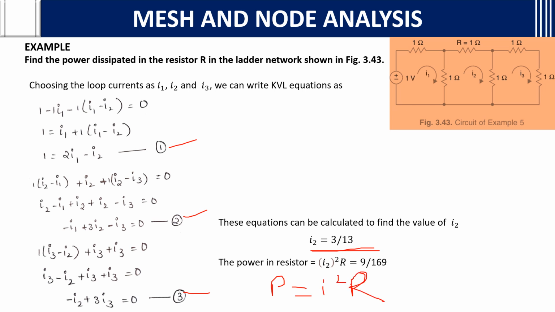I square is 3 by 13 whole square. That is nothing but 9 by 169. R is anyway 1. So 9 by 169 is the power, the power in the resistor in the ladder network.